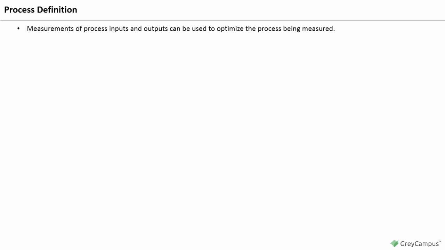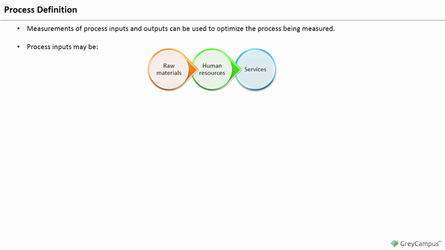Measurements of process inputs and outputs can be used to optimize the process being measured. Process inputs may be raw materials, human resources, or services. All inputs have some quantifiable measurement, including human effort and skill level. Process input requirements should be stated so that key measures of input quality can be controlled. Measurements within the process can also be used as effective controls. Once process capabilities are known, output measures can be used to monitor if the process has remained in control.